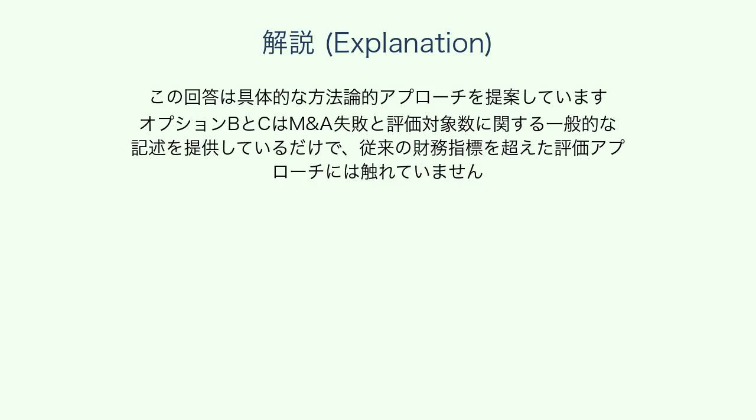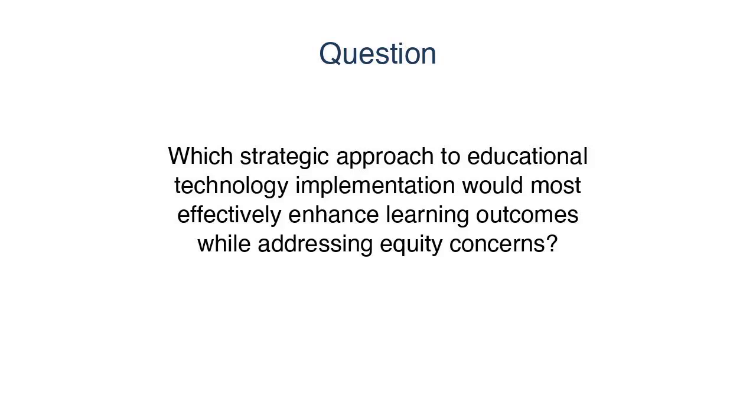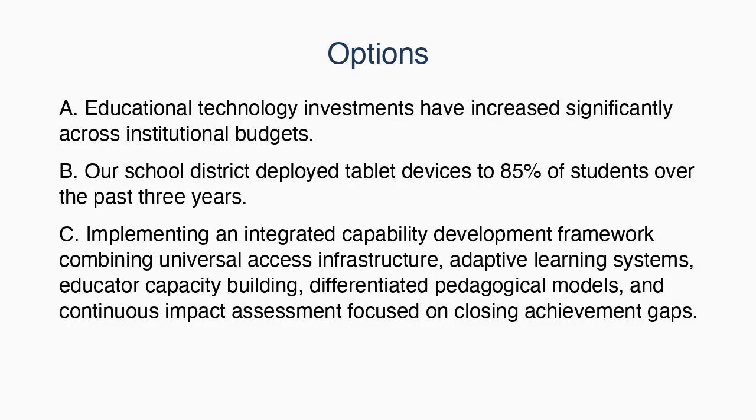Question 21. Which strategic approach to educational technology implementation would most effectively enhance learning outcomes while addressing equity concerns? Here are your options. A. Educational technology investments have increased significantly across institutional budgets. B. Our school district deployed tablet devices to 85% of students over the past 3 years. C. Implementing an integrated capability development framework combining universal access infrastructure, adaptive learning systems, educator capacity building, differentiated pedagogical models, and continuous impact assessment focused on closing achievement gaps.